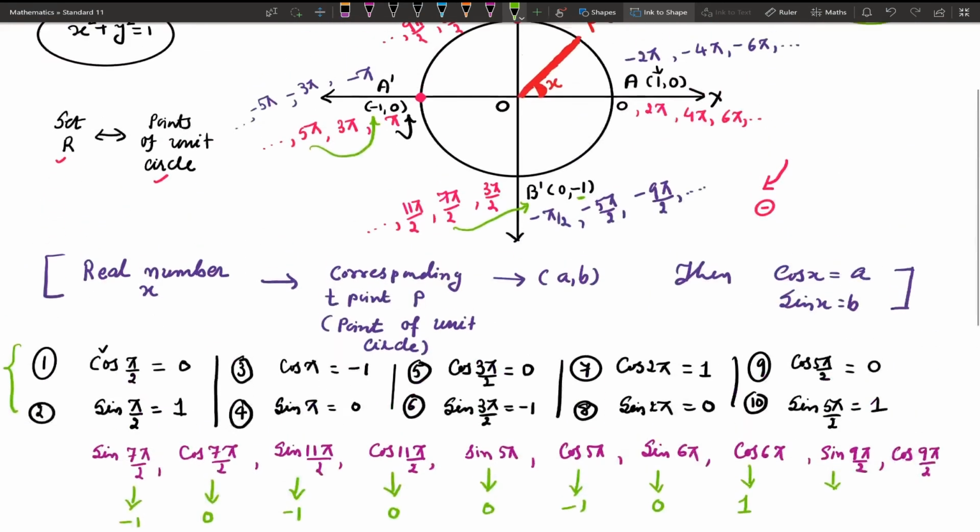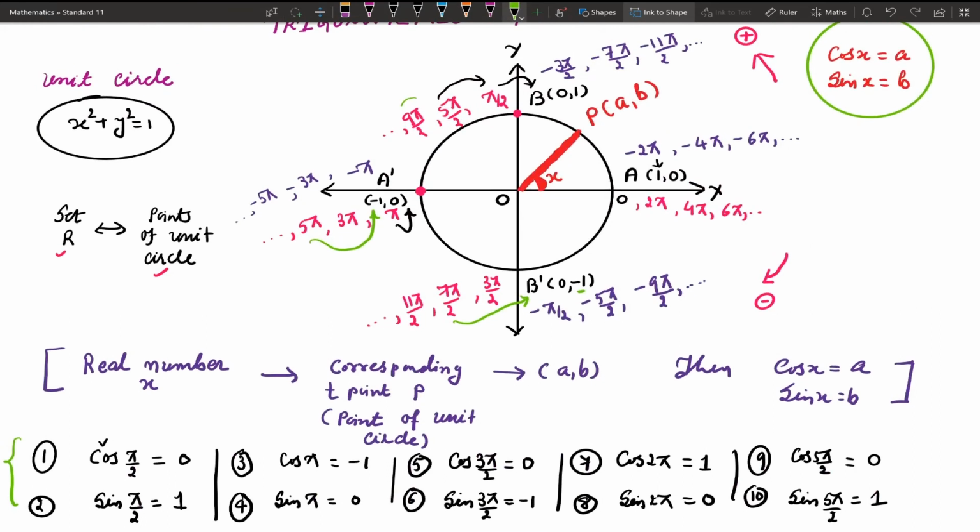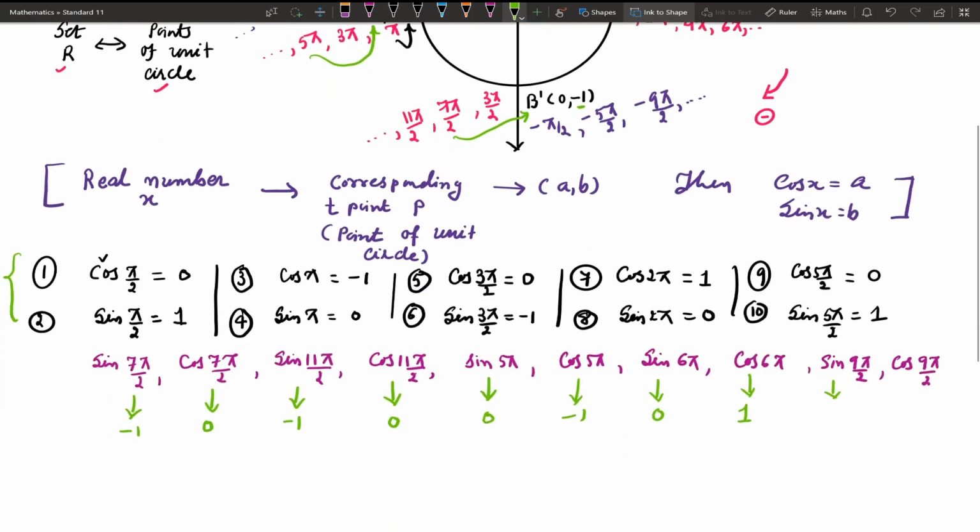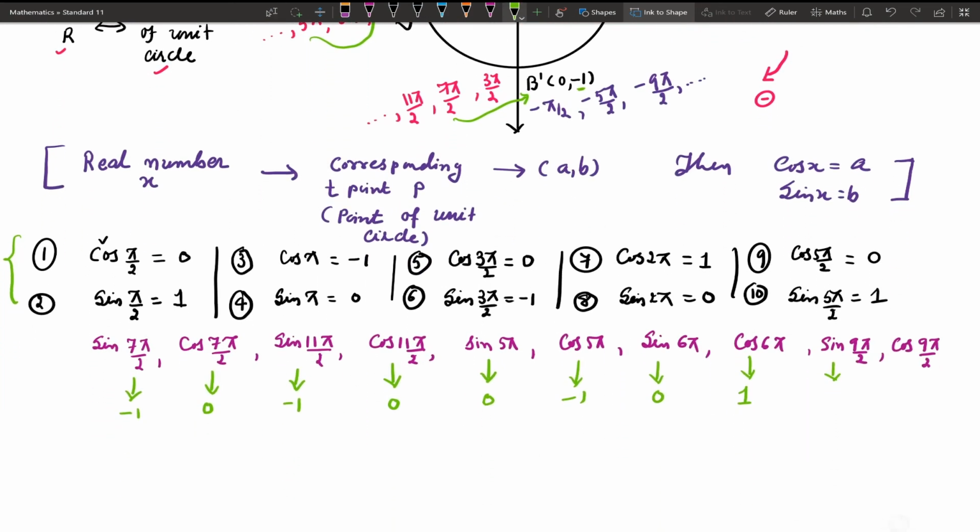9 pi by 2: here is 9 pi by 2 and the corresponding point is B. So for 9 pi by 2 the corresponding point is B. For sin you have to observe the y coordinate, for cos you have to observe the x coordinate. So these are the values from the unit circle.